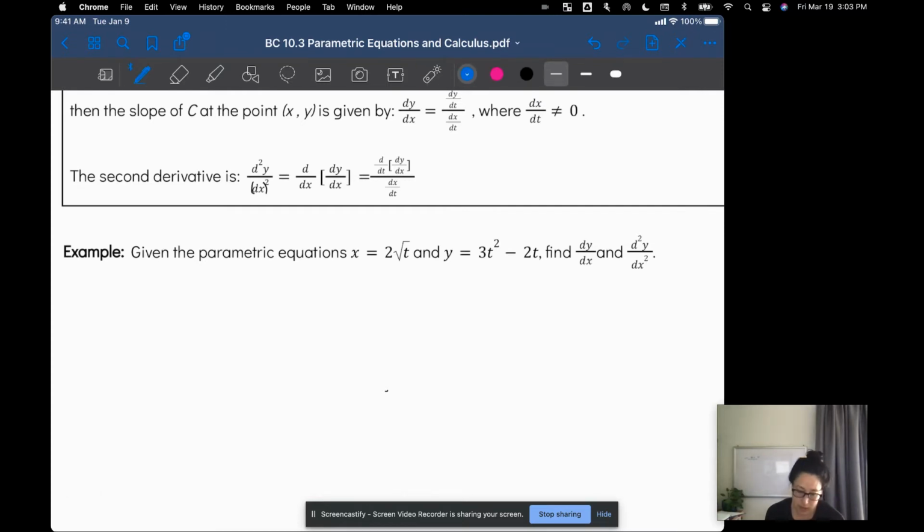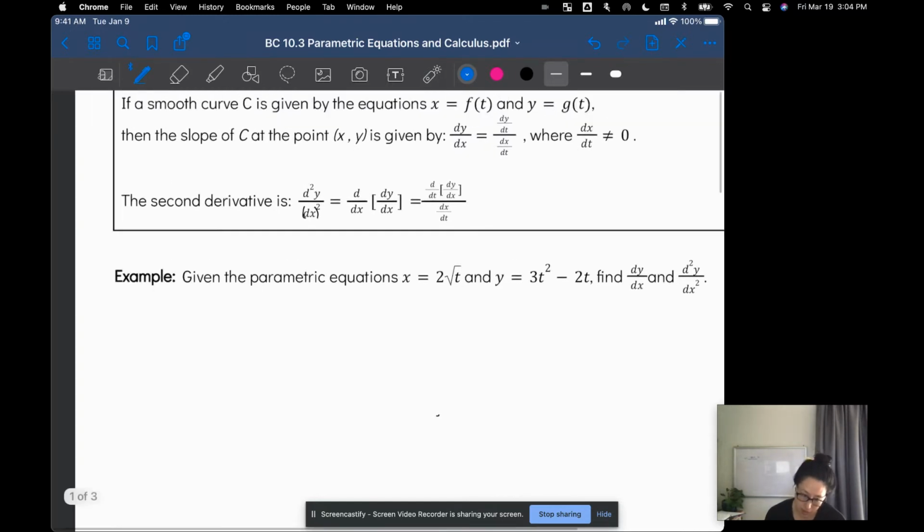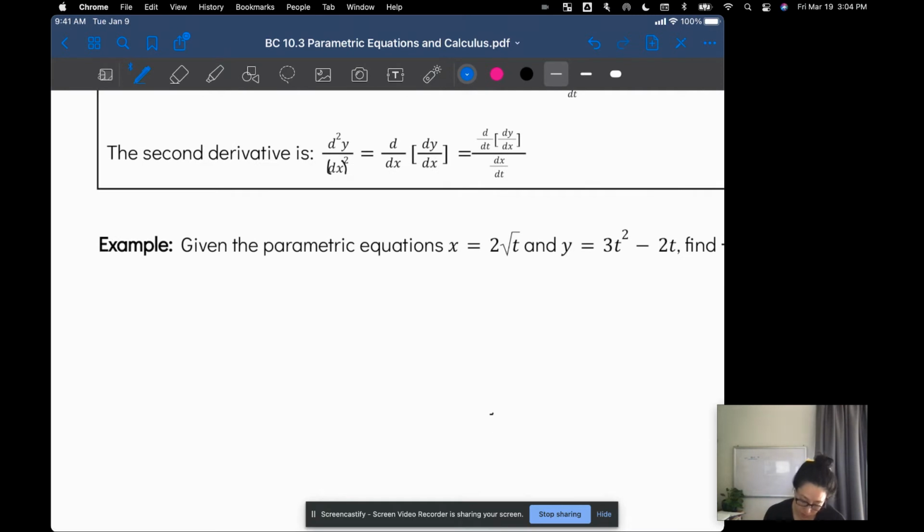We have the function x equals 2 times the square root of t, and y equals 3t squared minus 2t, and we're going to find the first and the second derivative. First off, I'm going to take the derivative with respect to t of x, which is 2t to the 1/2 power, which gives me t to the negative 1/2. And then the derivative of y with respect to t, which is 6t minus 2.